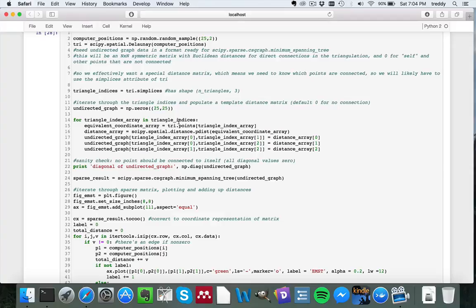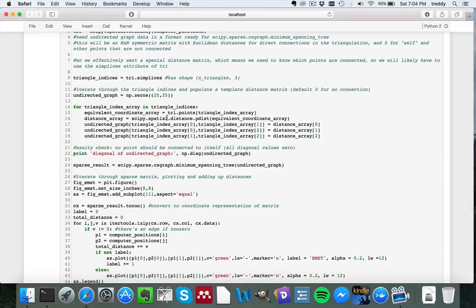So we basically go through all of the triangle indices. We pull out their coordinates, so just taking the input points and indexing those. For the triangles, this would be a 3x2 array, so 3 vertices with their x and y coordinates. And then we calculate the distances between the vertices of the triangle, so basically we're calculating the lengths of the edges, and that gives you the distance on the physical network between the computers.